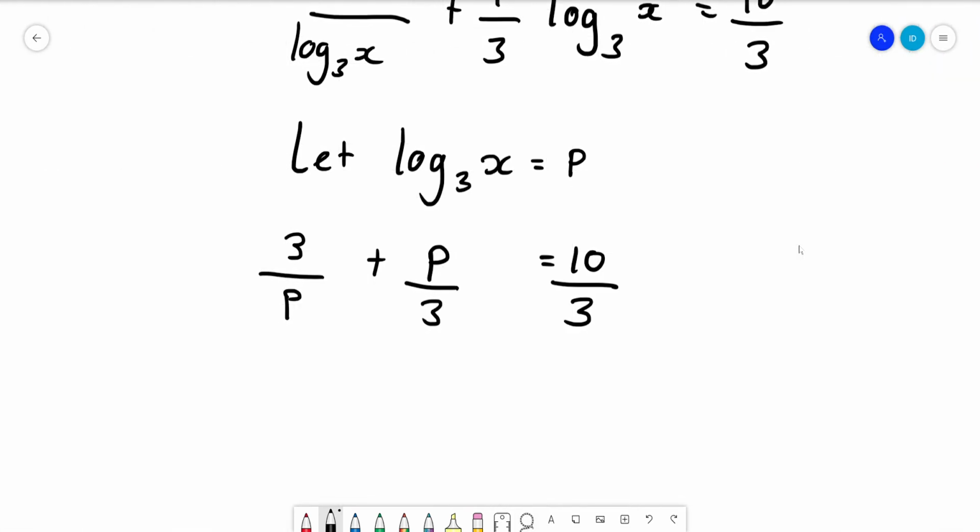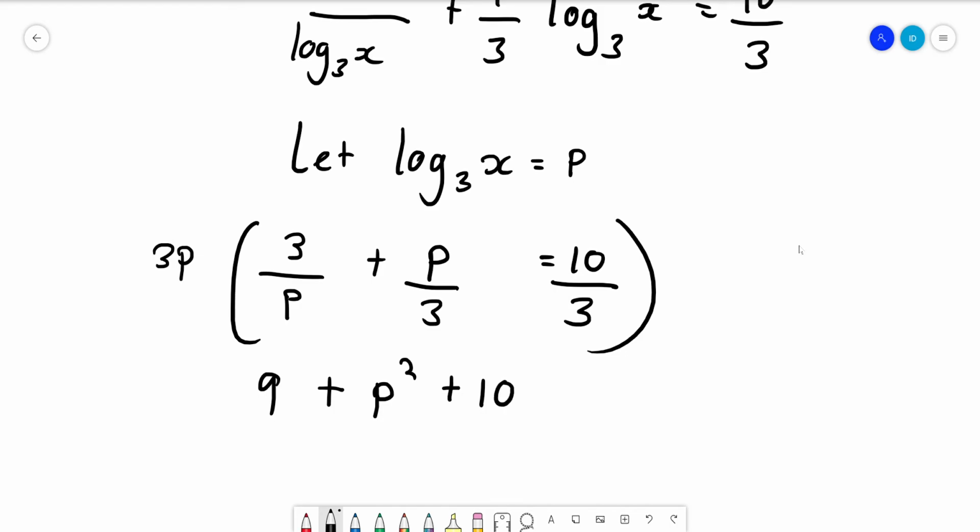Now for this part, we could simplify because every term has fractions, but it's better to eliminate those fractions. So how do we do it? We have p and 3 as denominators, so we should multiply both sides by 3p. When we expand the brackets, we get 9 plus p squared, minus 10p, oh sorry, not plus, it should be minus 10p.